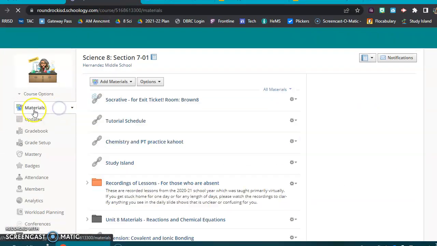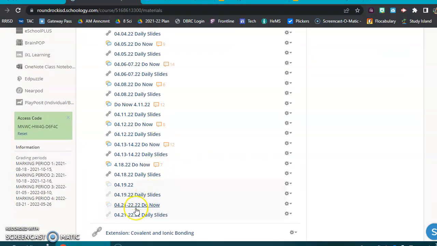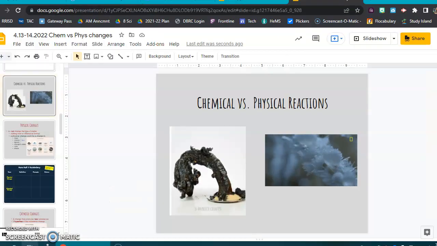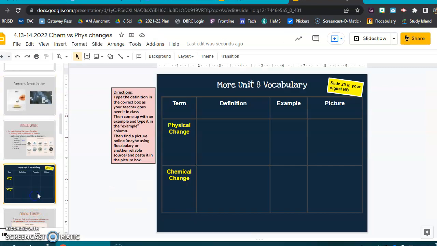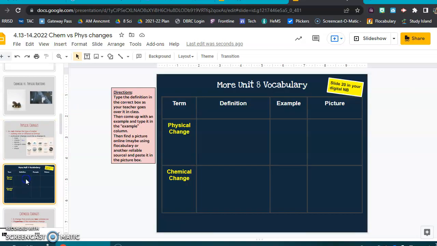All right, materials, and we would find that in our materials. And the 14th, right here, the slides are right there. You would need those because some of the embedded videos that we're going to look at are not available. So here are some physical changes, and you can copy and paste this definition right into slide number 20. So you want to have 2 tabs open, the definition and an example.